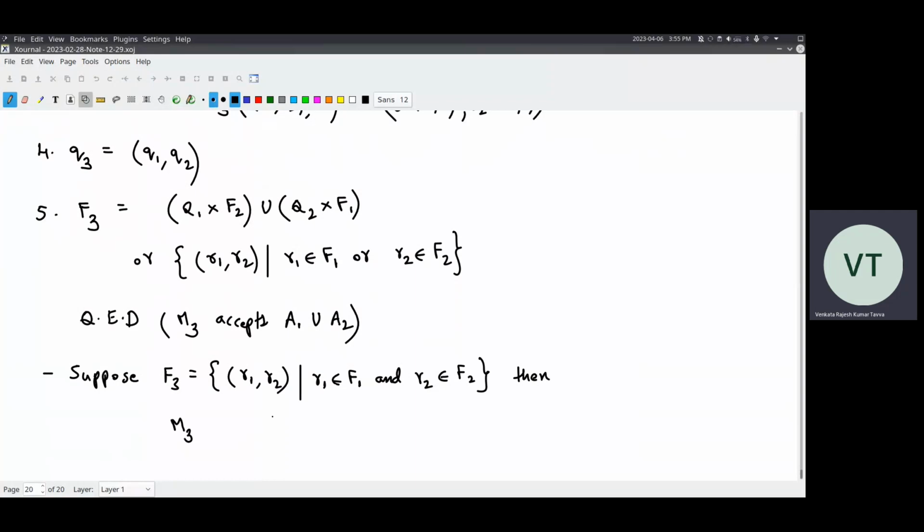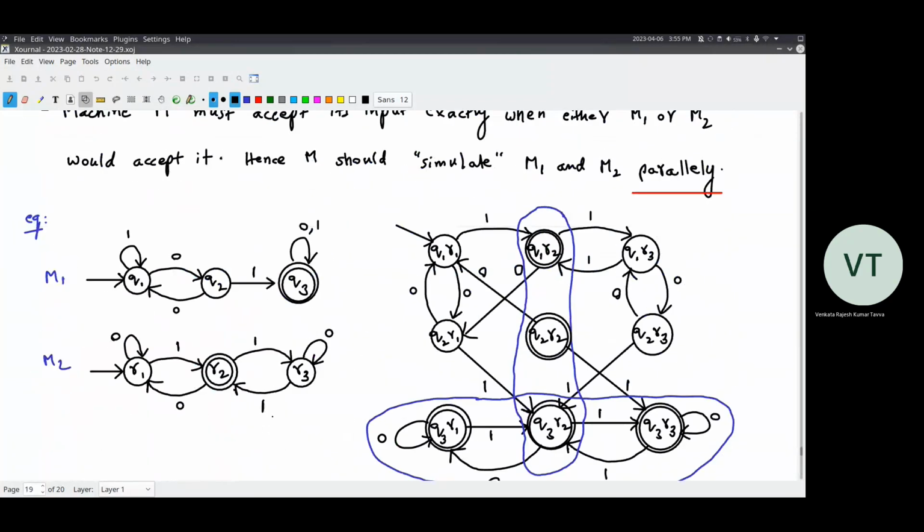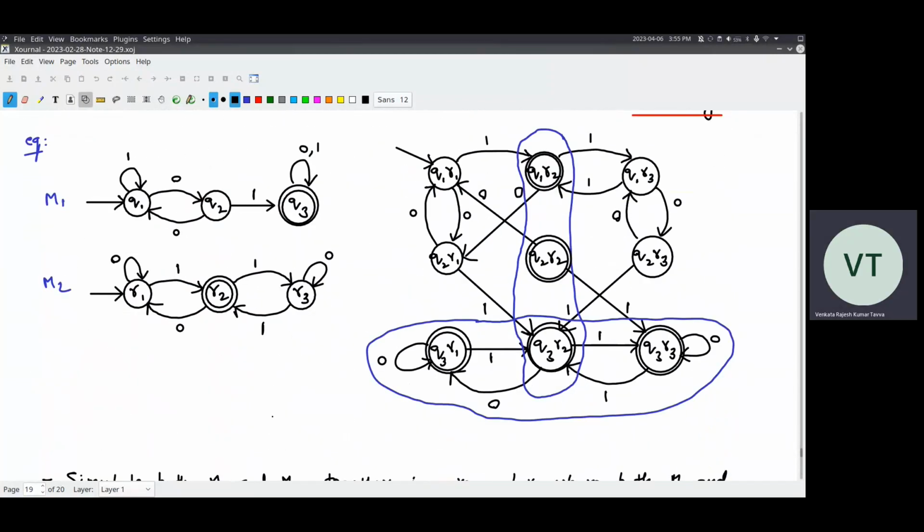The slight difference. If M3 accepts only those strings which are accepted by either M1 or M2, it means it accepts union of A1 A2. If M3 accepts only those strings which are accepted by both M1 and M2, it means intersection of A1 A2, right? So instead of or, if it becomes and, it becomes intersection. That's all. So in that case, what will be the final state in this example? Yes, Q3 R2. There will be only one final state, Q3 R2. That's the only final state in the combined machine. Entire machine will be same, only the final state changes. That's it.